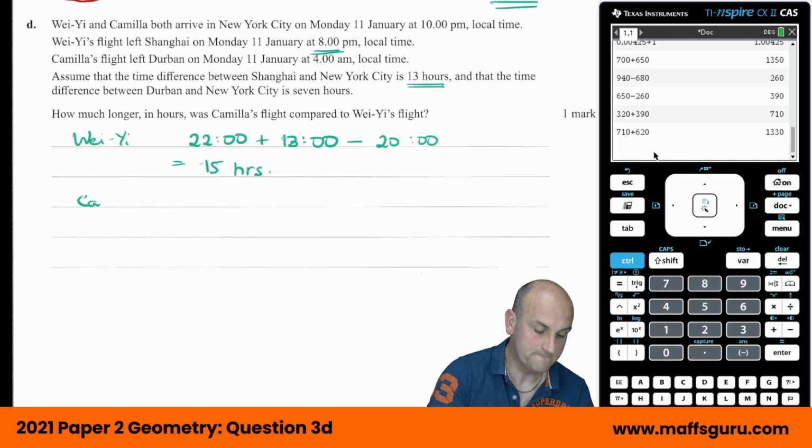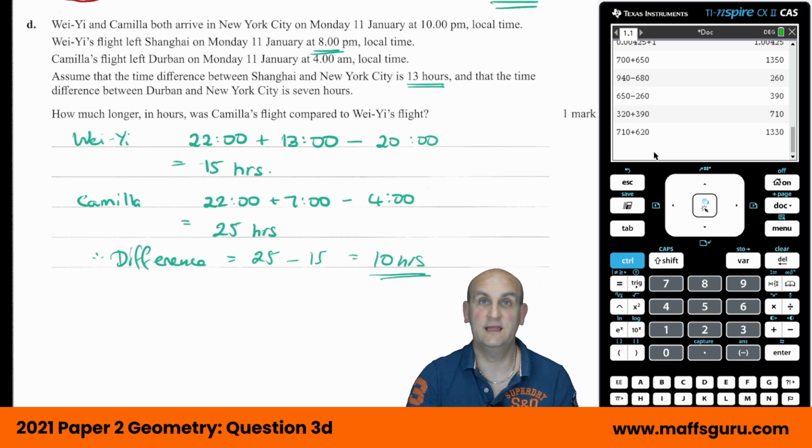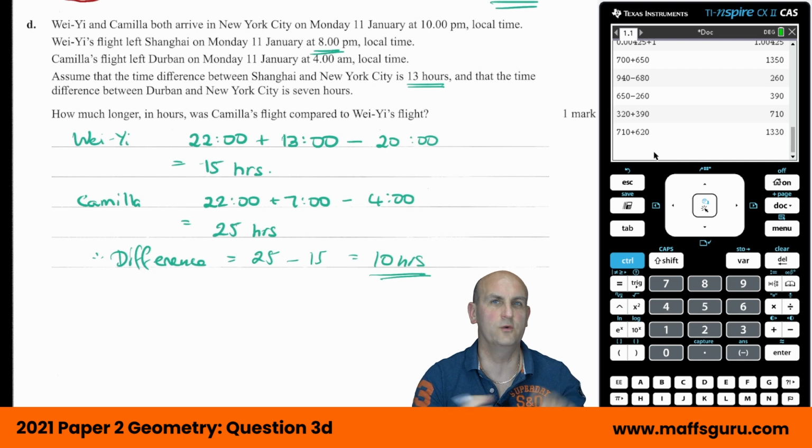For Camilla, we had, again, 2200 hours. Add on the time difference of 7 hours. And subtract from that the local time of 4 hours, which gives me a flight time of 25 hours. So therefore the difference is equal to 25 minus 15, which is 10 hours. Hopefully that made sense, yeah? It just makes more sense to convert into all local times for New York and then work out what we're doing.